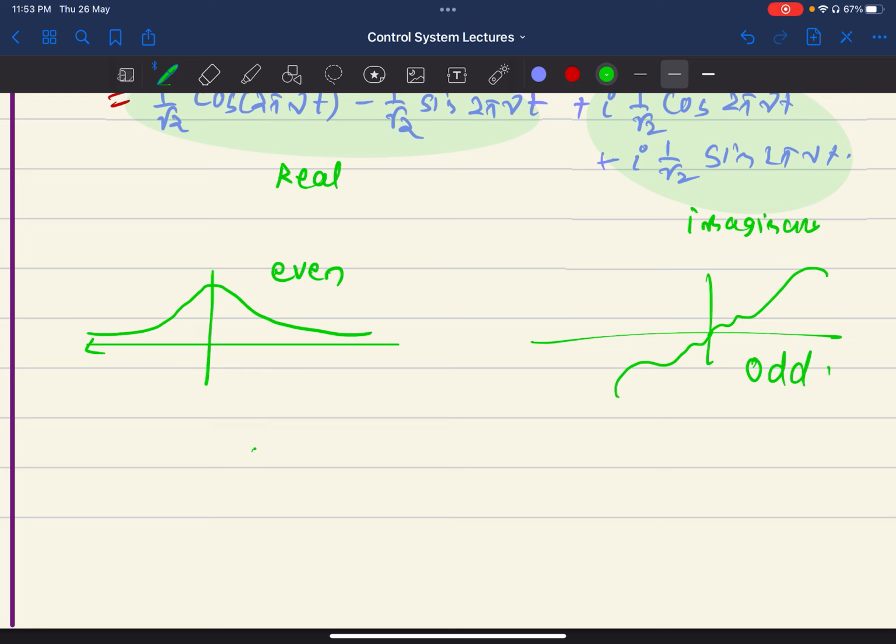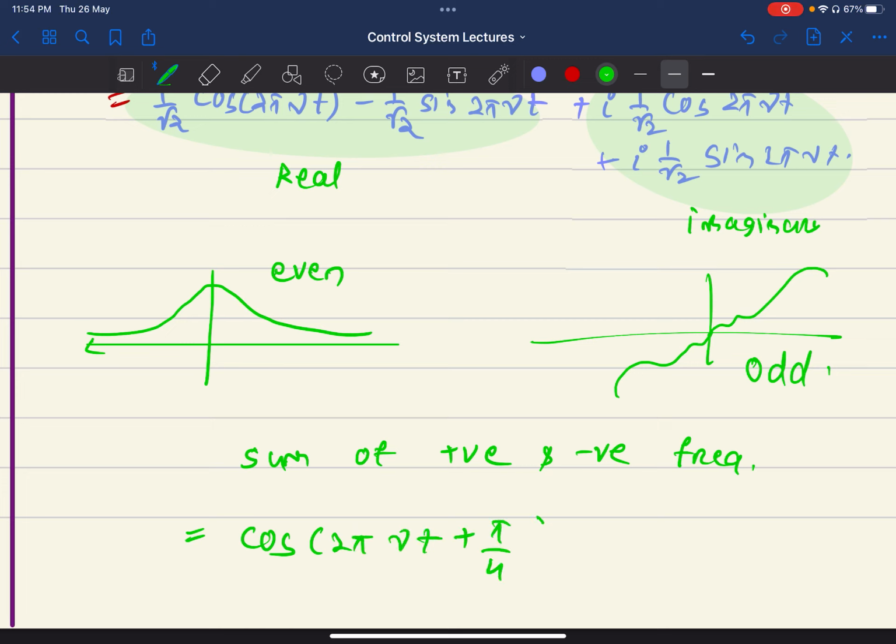You can do the mathematical calculation. So the sum of positive and negative frequency, we simply get only cos of 2 pi nu t plus the phase shift pi by 4. So now we also get the phase shifted signal.